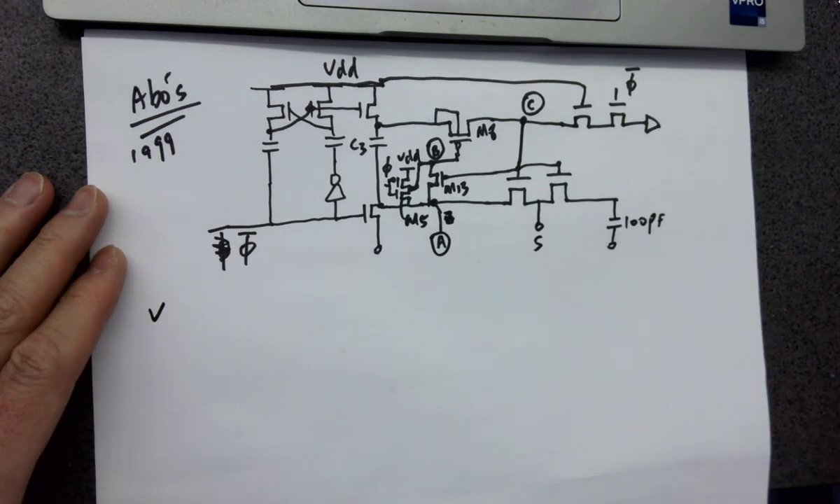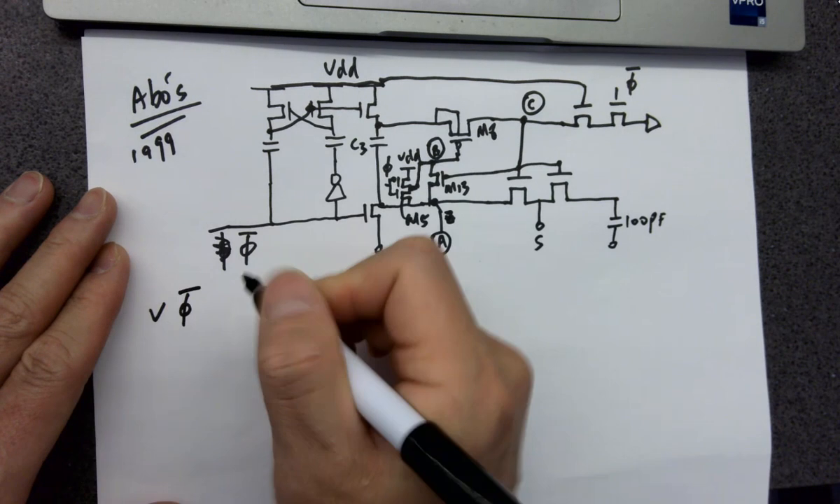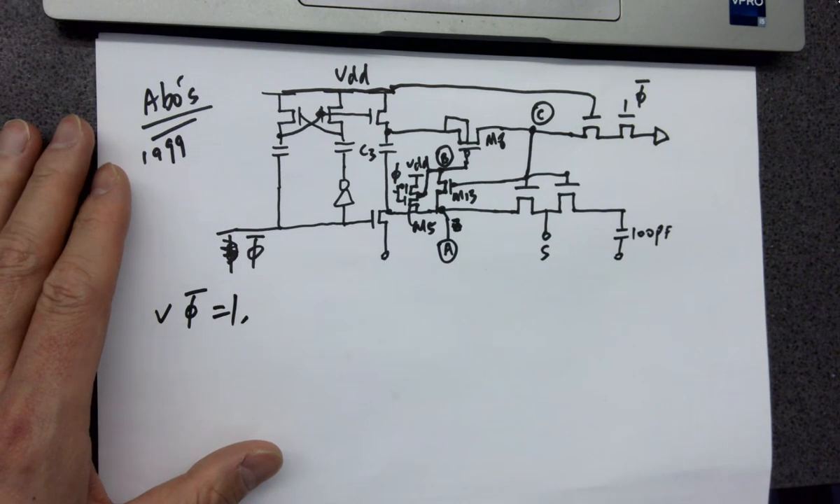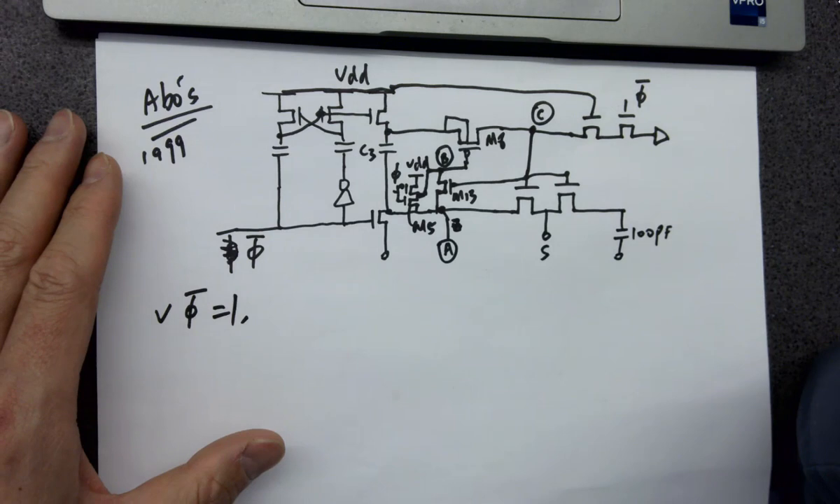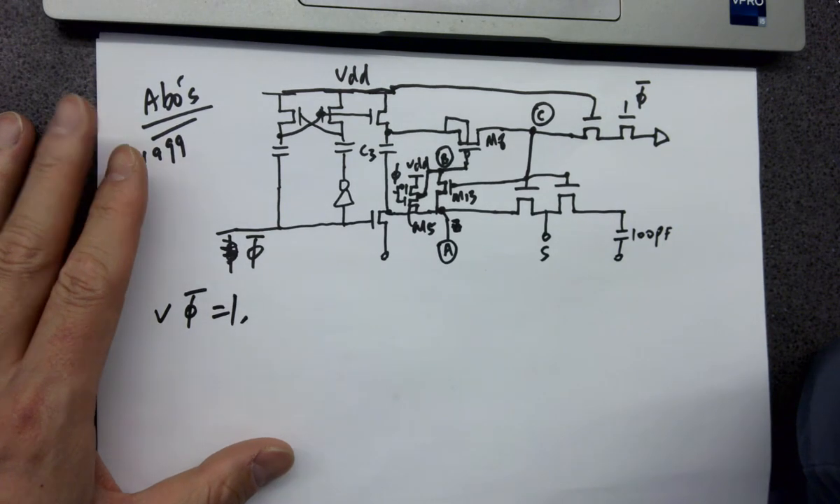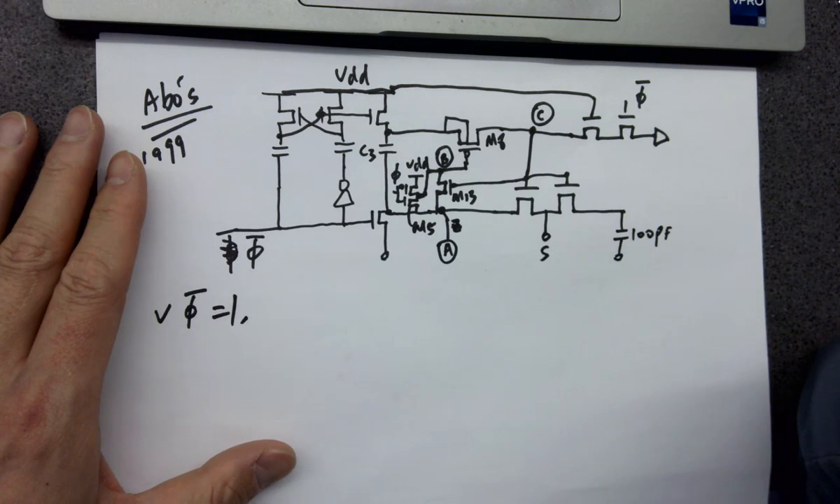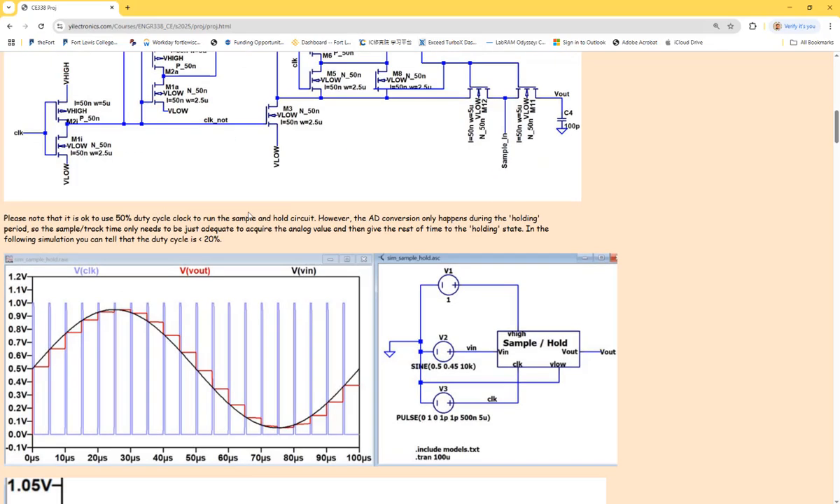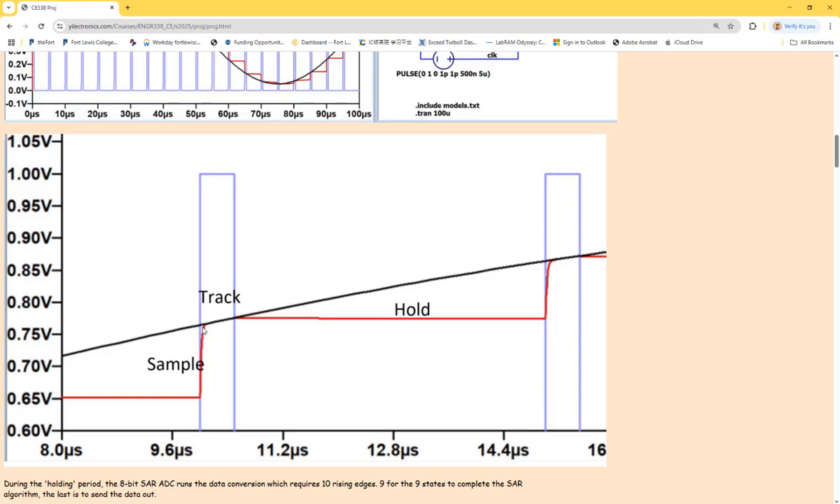So, first point, when phi naught is 1, what's going to happen? When phi naught is 1, no clue at all? Always think about this simulation diagram here. Look at this one. Sample, track is following this black line and then hold.